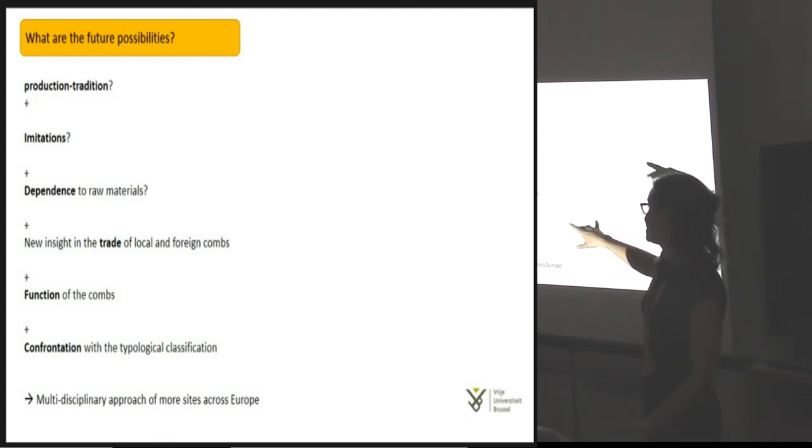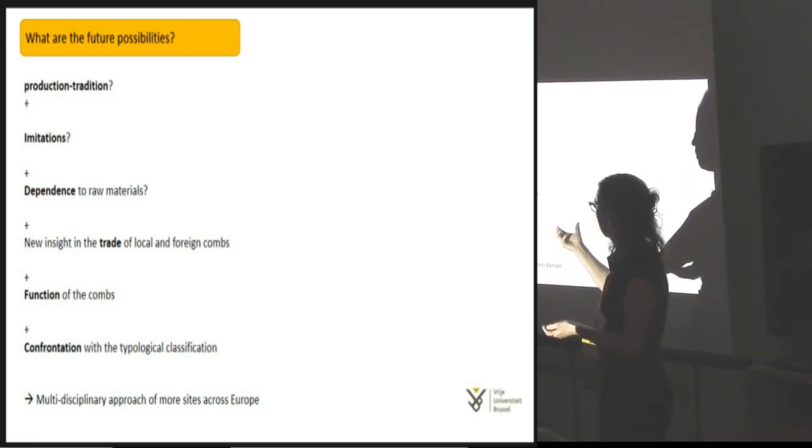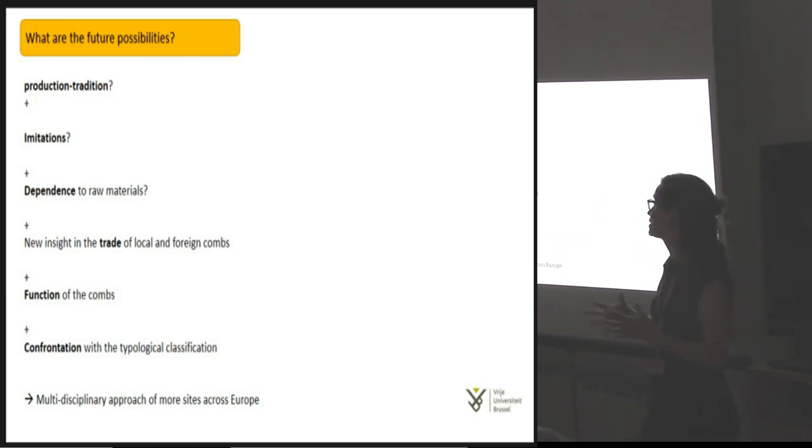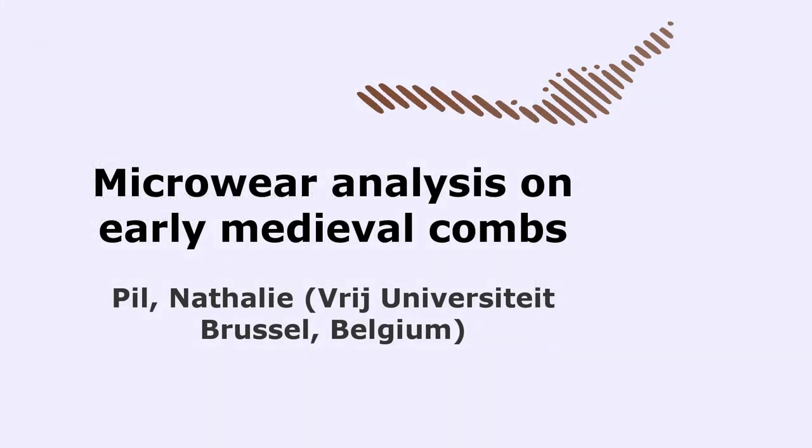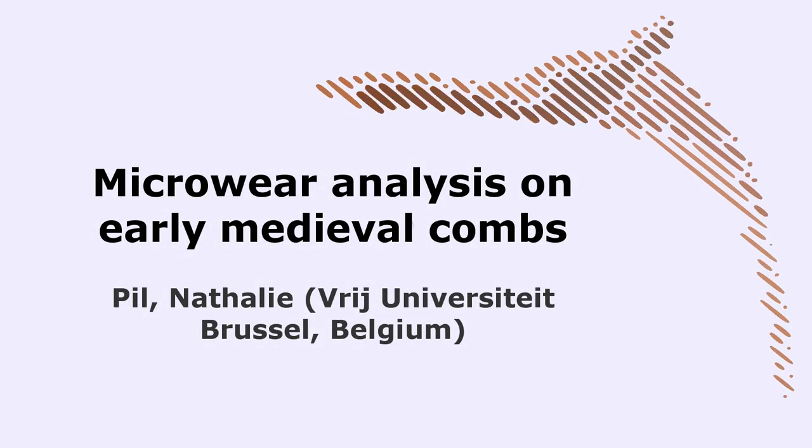Also, we can see if the production depends on the raw material. We can have new insights into the traits and also why the combs were used, like on horses or not. But a lot more research needs to be done there as well. And we will. It's nice to see the confrontation with the typological classification as well. And I think that's all.